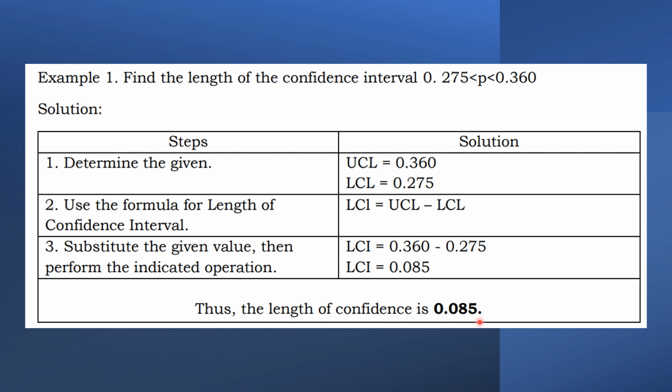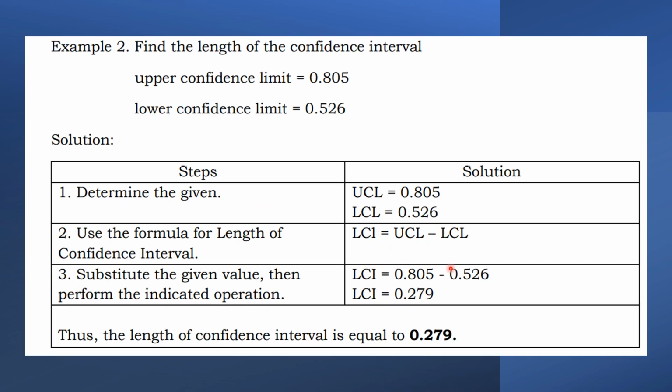Always remember that we have to write first the larger value, followed by the lower value. Next. Find the length of the confidence interval given the following. Upper confidence limit 0.805, lower confidence limit equals 0.526. Using the formula, write first the upper confidence limit, that is 0.805, minus the lower confidence limit, which is equal to 0.526. By subtraction, we have the length of confidence interval is equal to 0.279.